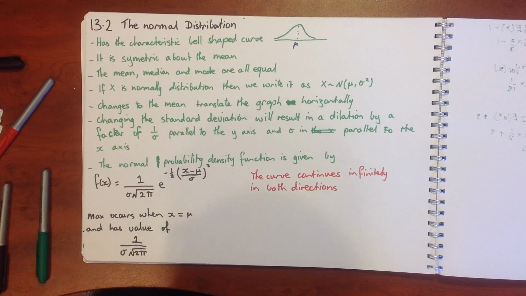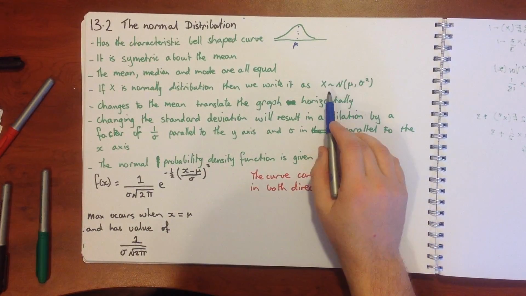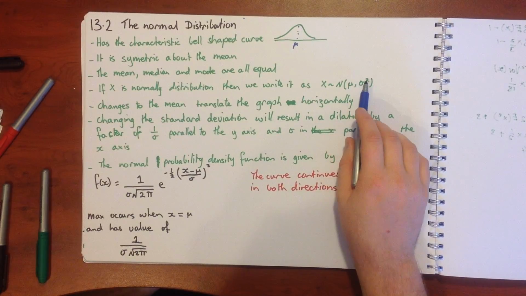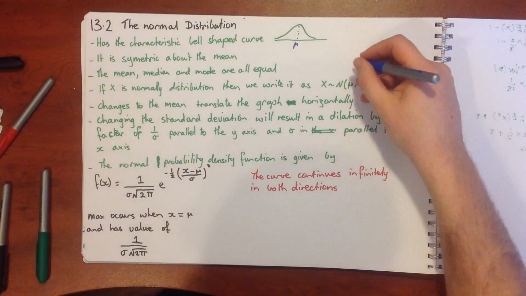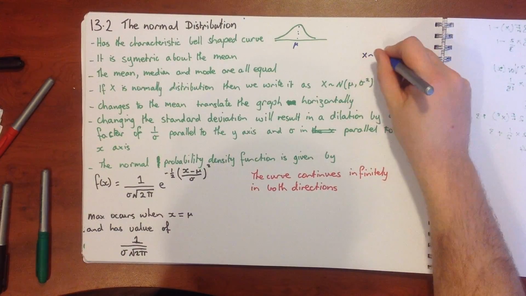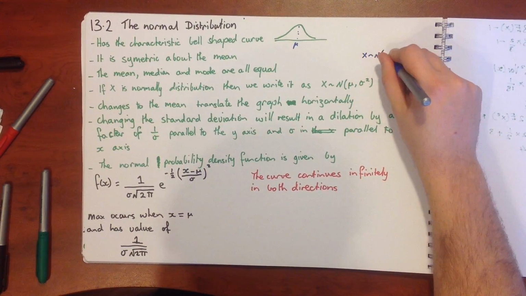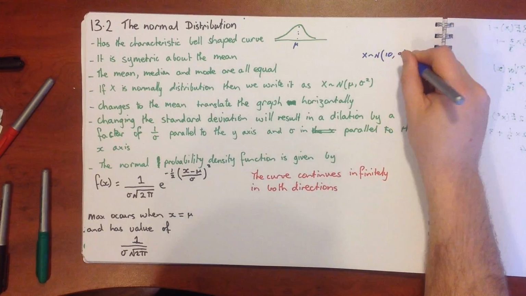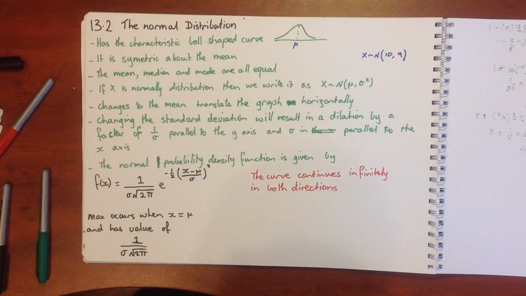If x is normally distributed, we write it as x is a normal distribution with a mean of whatever and a standard deviation squared. So what you'll see is something like x is normally distributed with a mean of 10 and a standard deviation of 3.